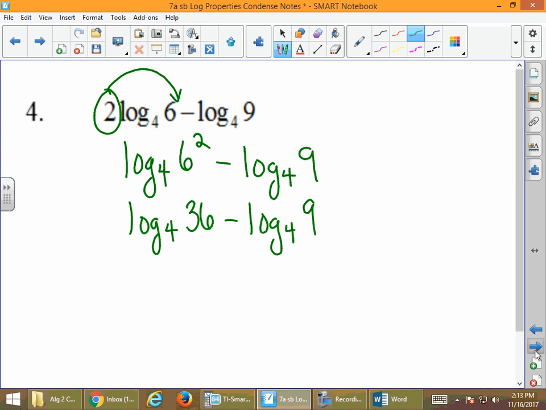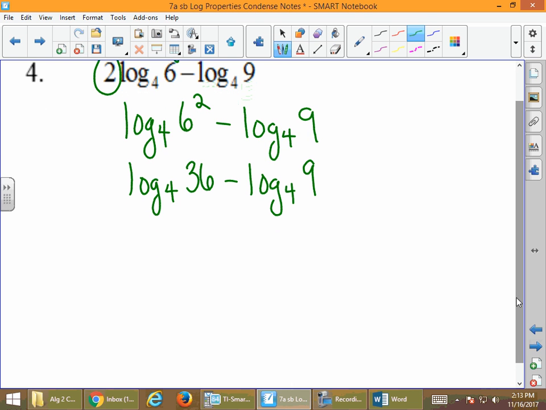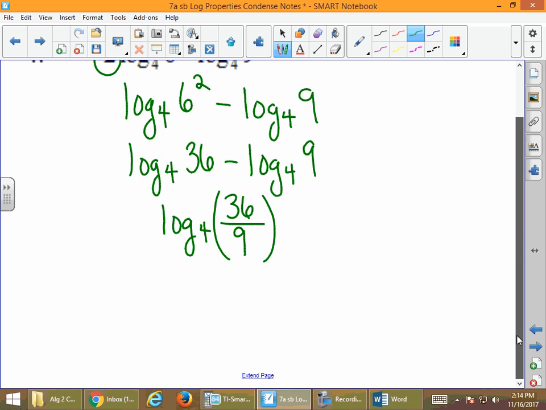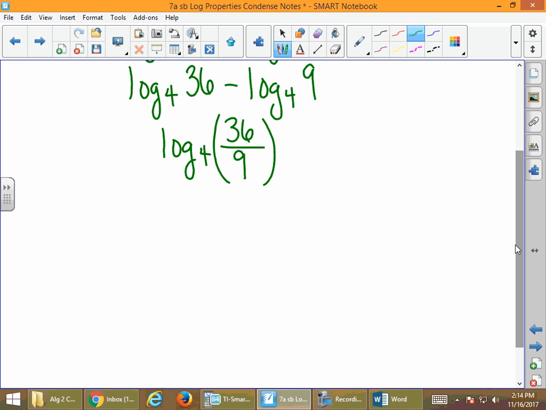What do we have to do now when we see a minus sign? I'm going to divide. Going back to that quotient property, look for the minus property. It's the third one. And we get log base 4 of 36 divided by 9. Again, some of you are going, well, I'm not going to write down 36 divided by 9, because what does 36 divided by 9 equal? It equals 4. So log base 4 of 4.